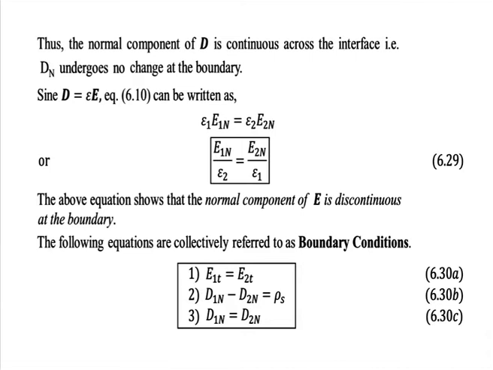Again, since D is equal to epsilon E, equation 6.28 can be written as epsilon 1 E1n equal to epsilon 2 E2n, which can be written as given in equation 6.29, which shows that the normal component of electric field is discontinuous at the boundary. Now, the three equations given below, that is E1t is equal to E2t, D1n minus D2n is equal to rho s, and D1n is equal to D2n, are collectively referred to as the boundary conditions for the dielectric media.